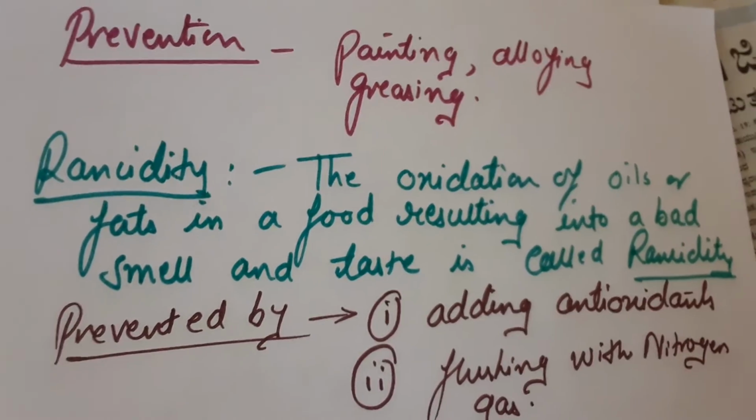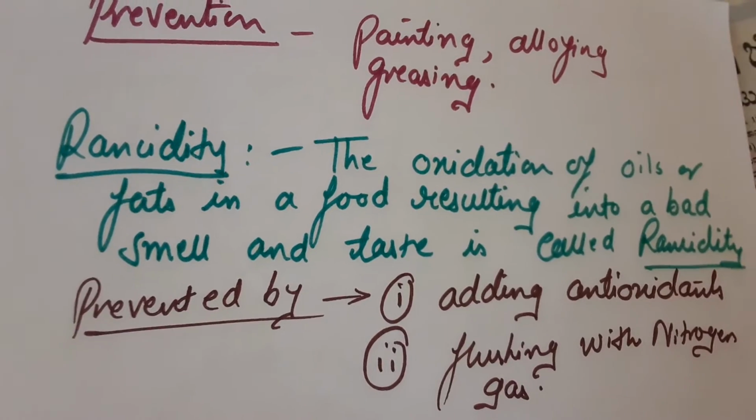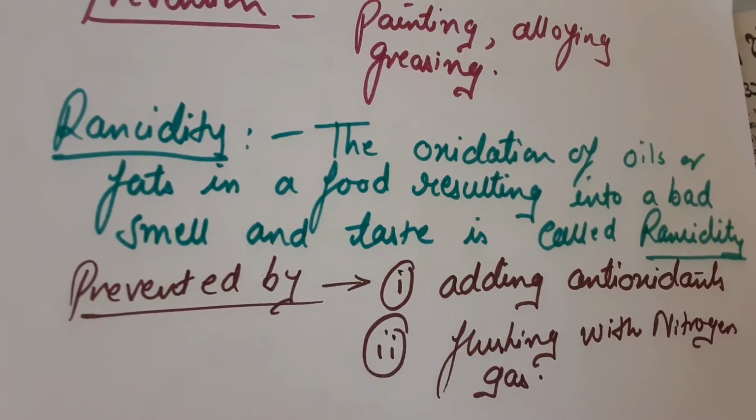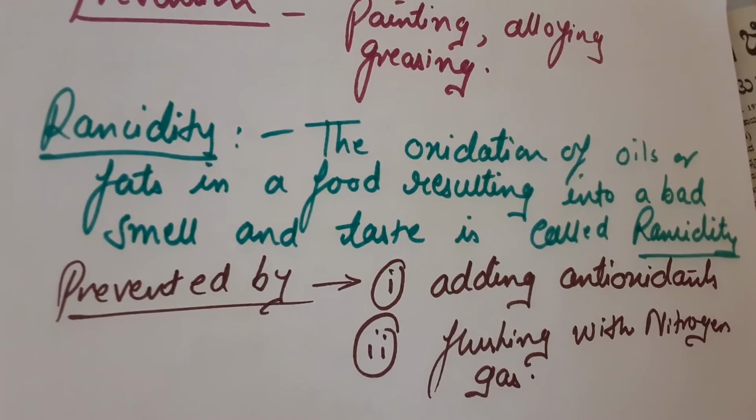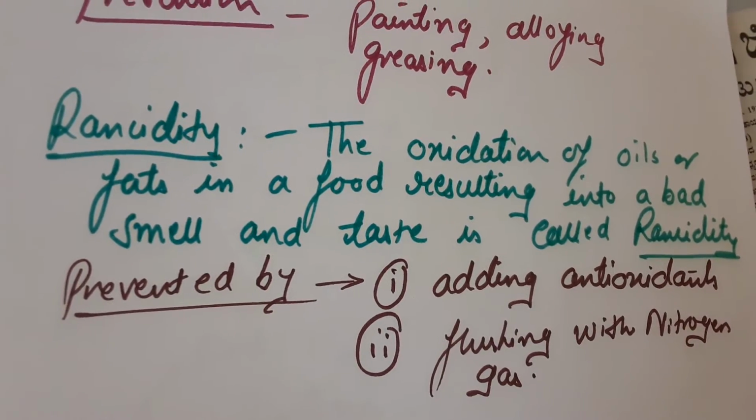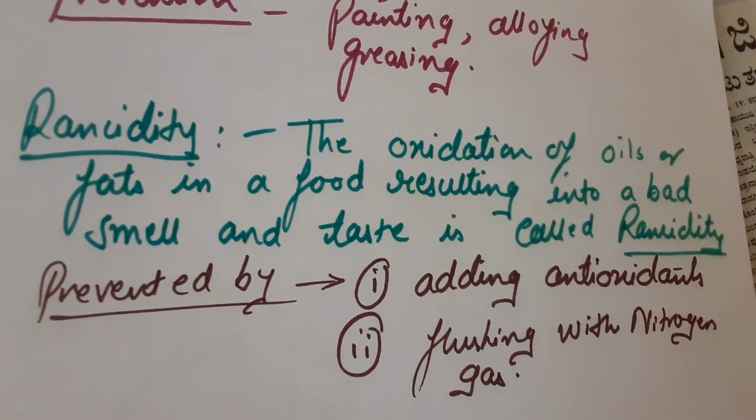So how to prevent it? You can use painting, alloying and greasing. These are the 3 steps that can be taken to avoid corrosion. I hope you have understood, dear students.